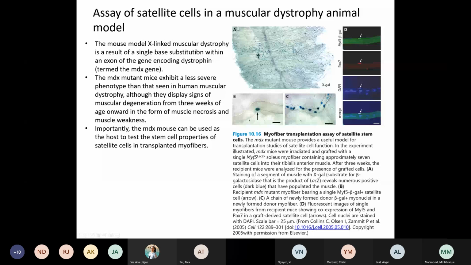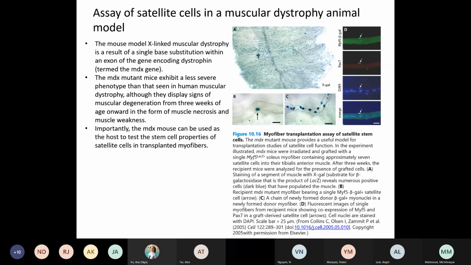So this is an animal model of a disease called muscular dystrophy. This dystrophy is a disease because of mutation on the dystrophin gene. The dystrophin gene mutation will cause this muscular dystrophy. And then people developed the animal model to simulate that disease. Although this animal model is a little milder than the real symptoms observed in the real disease in humans, still, it is used as a model for that disease and also for the study of regeneration.